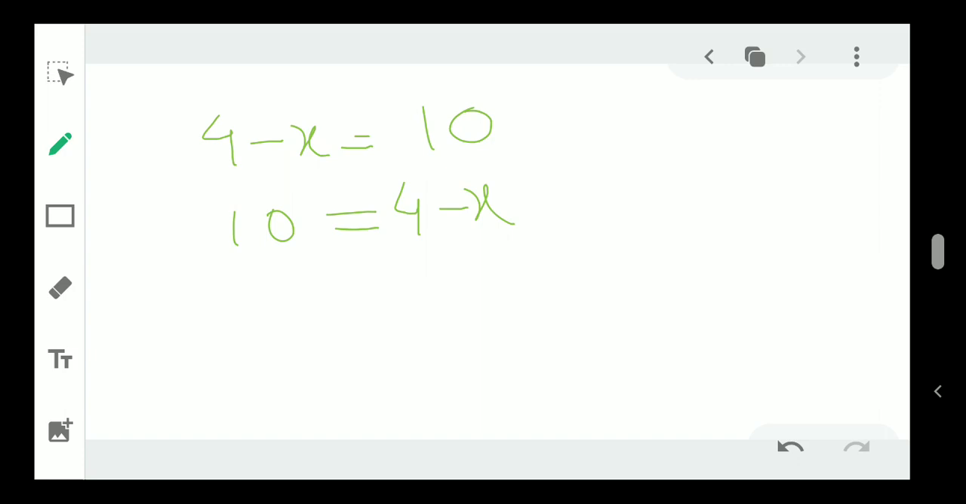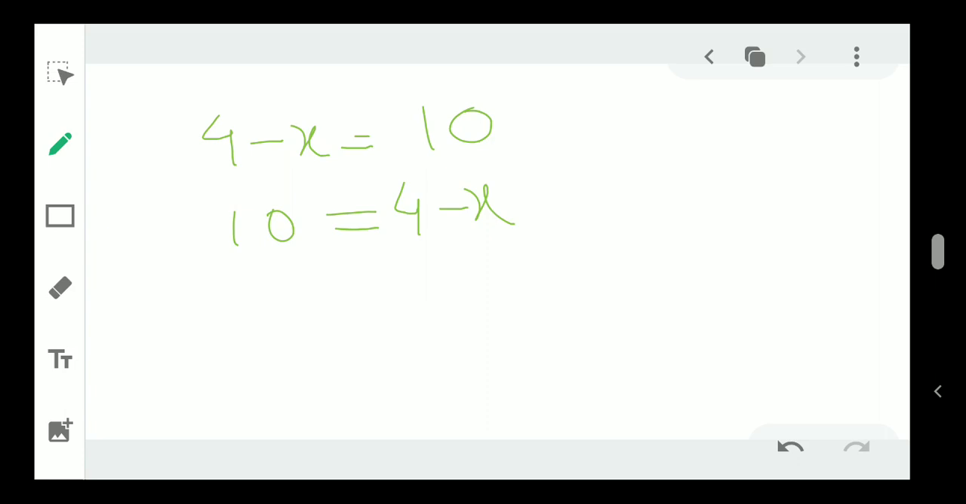No problem, because I told you already, this thing is kind of a weighing machine. So with a weighing machine, you hold it like this or you just rotate it, it will be the same only, provided both sides have the same weight, right? So the same thing applies here also. So 10 you can write on that side, 4 minus x you can write on this side, no problem at all. But when you move an individual thing from this side to that side, only then the sign or the operation changes.